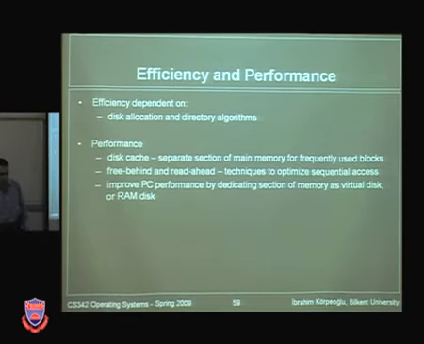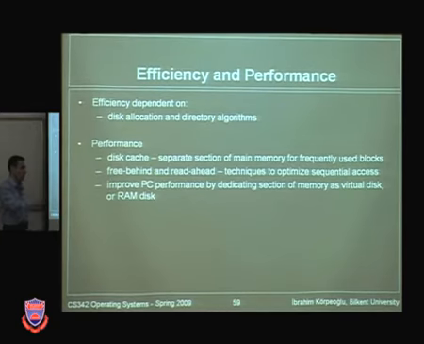So this cache can be used actually to improve the performance. Why? Because when you put a block into the cache, next time you access the block, you don't have to go to the disk. You can satisfy the request from the cache. Access to the cache is very fast because the cache is in memory.